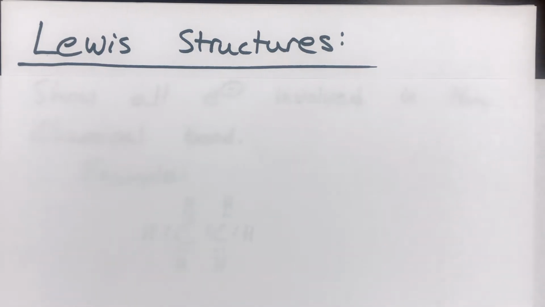So with that, we'll start with just defining all the different types of structures that there are, and then show why skeletal is usually preferred because it is the most abbreviated and the easiest to write. So let's first begin with Lewis structures.